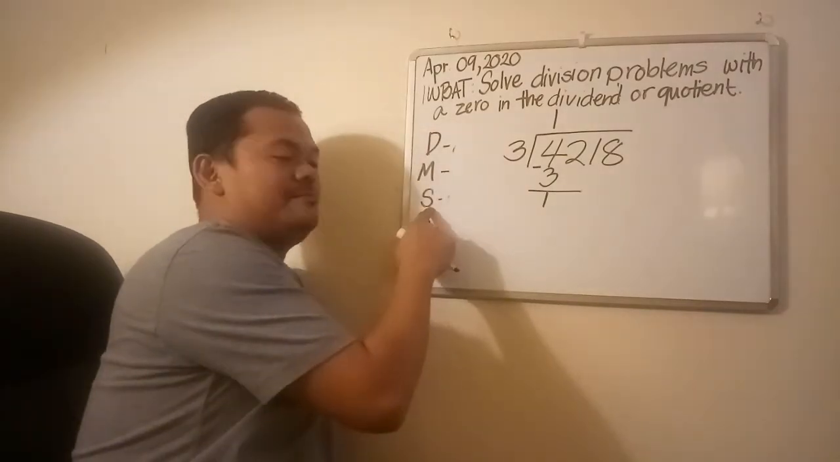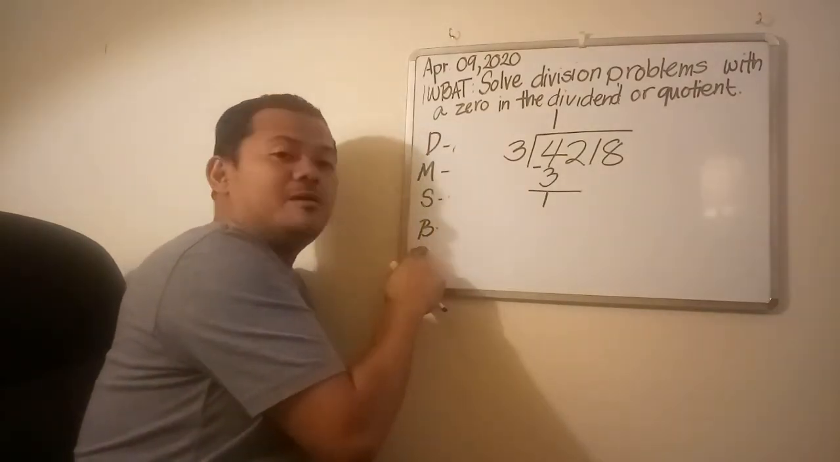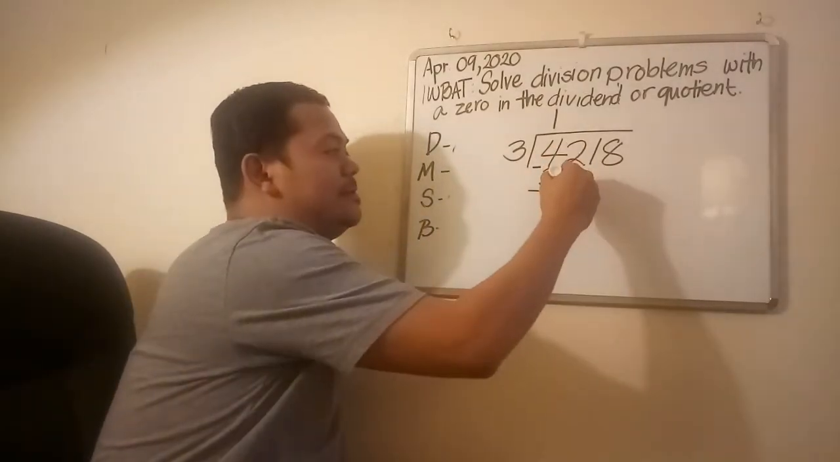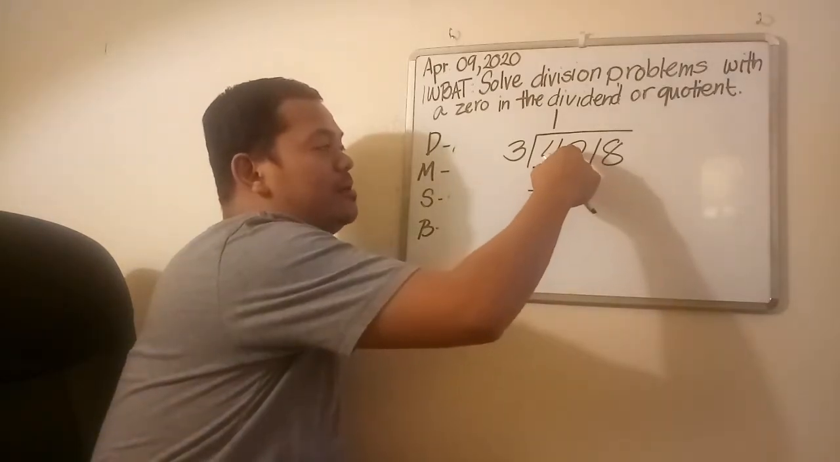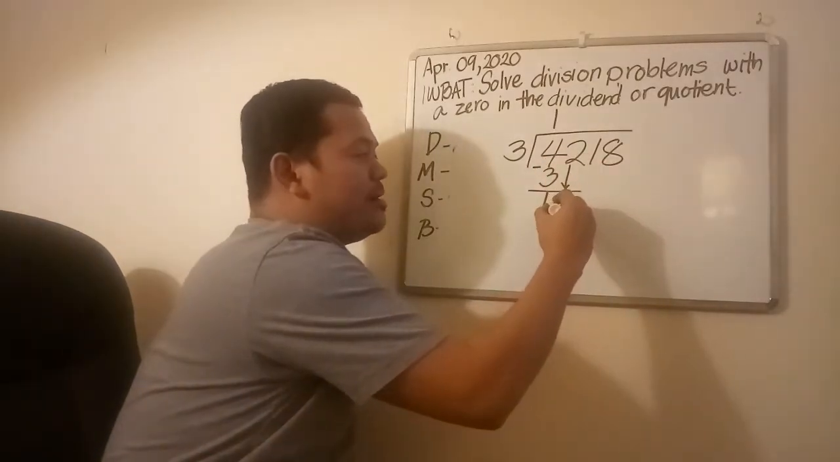After we subtract, what's next? We bring down. What are we going to bring down? We bring down the next number, which is 2. So you bring it here.